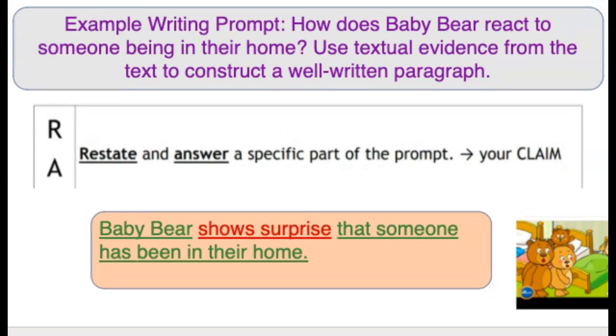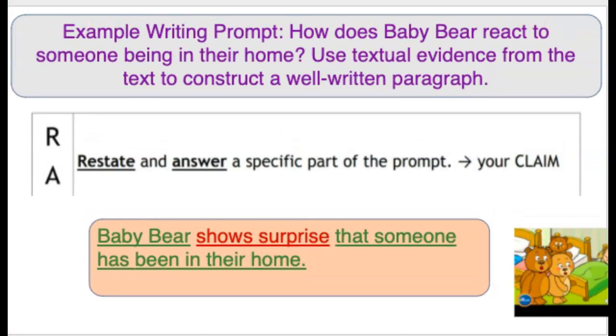So, we're going to practice using a sample prompt based on the story of the Three Little Bears. Now, I know that it's kind of a kid's story, but we're going to use a simple example to help us understand this writing strategy. If you don't know that story already, that's fine too. What's most important is that we focus on how I'm modeling using RACE.